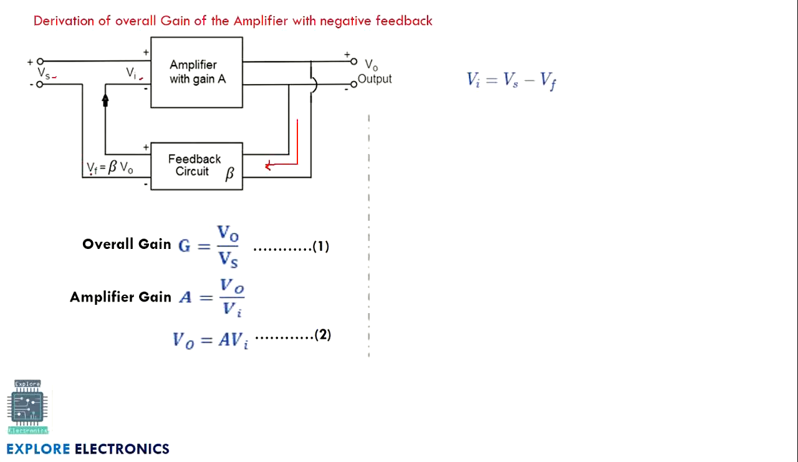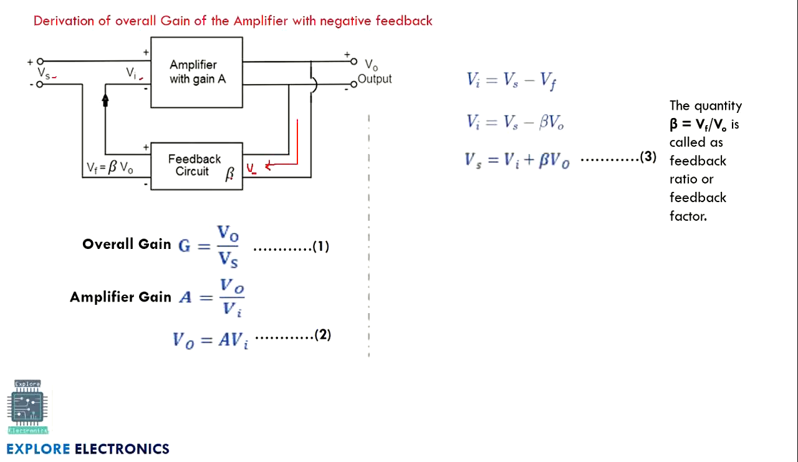What is Vf here? Vf is the output of the feedback circuit and V0 is the input here. Beta is the feedback factor. That's why Vi can be written as Vs minus beta times V0, where beta is Vf divided by V0, the feedback factor. And we can write the expression for Vs using these two. Now Vs is equal to Vi plus Vf, that is Vi plus beta times V0. Now we can use this Vs expression as well as the V0 expression and put them in equation 1.